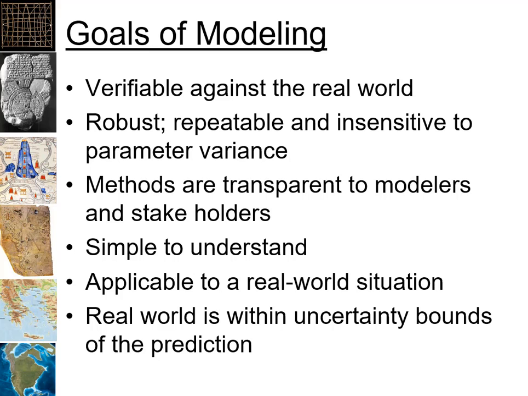Again, the example I use is when I see a linear model that predicts tree heights that are negative. That would not be a valid thing, right? It'd be outside of what we would expect even with uncertainty.